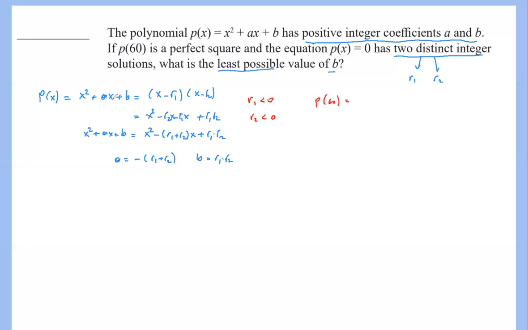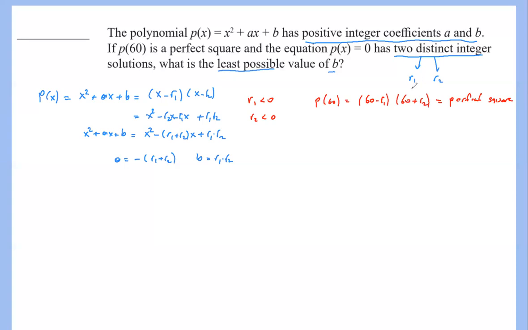I can plug into this given expression, which doesn't really give us anything more, but I can plug it right here as well because these two are the same thing. So that could be written as 60 minus R1 times 60 plus R2. And now we are told this is a perfect square. Okay, so, but how is this going to be helpful?